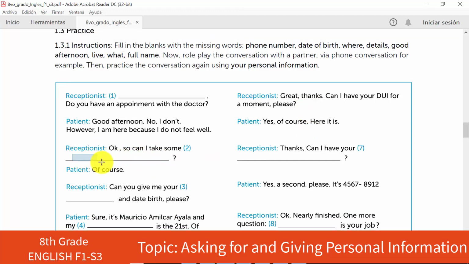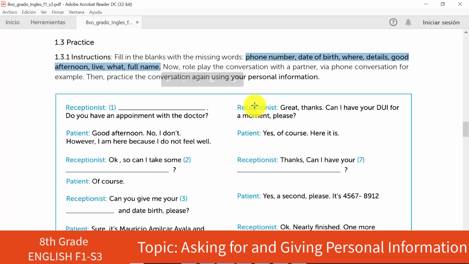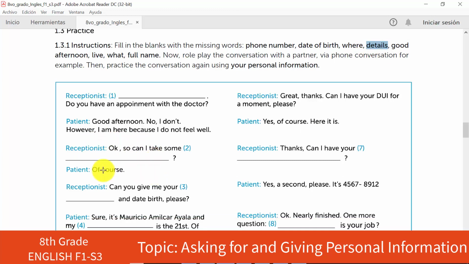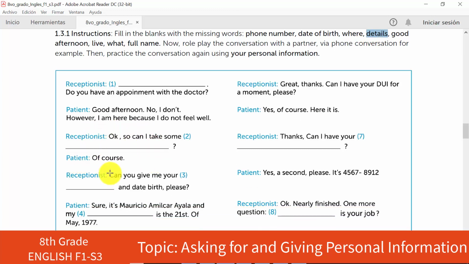Y otro blank. ¿Y aquí qué vamos a poner? Let's go back here. Vamos aquí arriba a las palabras. Can I have some details? Okay, ¿puede darme algunos detalles? Can I have some details? Y el patient, of course.